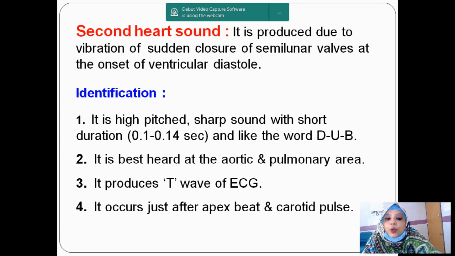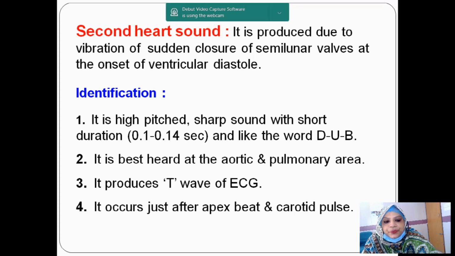Now, identifying points. It is high pitched, but remember, the first heart sound is low pitched, while the second heart sound is high pitched, a short sound with short duration. The first heart sound is low pitched with prolonged duration. Here it is high pitched but short duration, that is 0.1 to 0.14 second, like the word 'dap'. It is best heard at the aortic and pulmonary area.